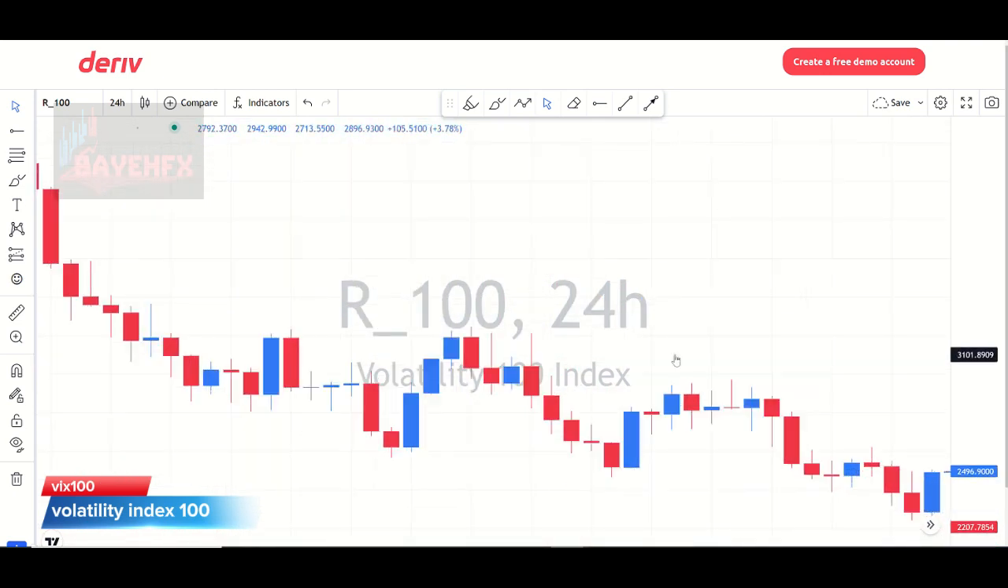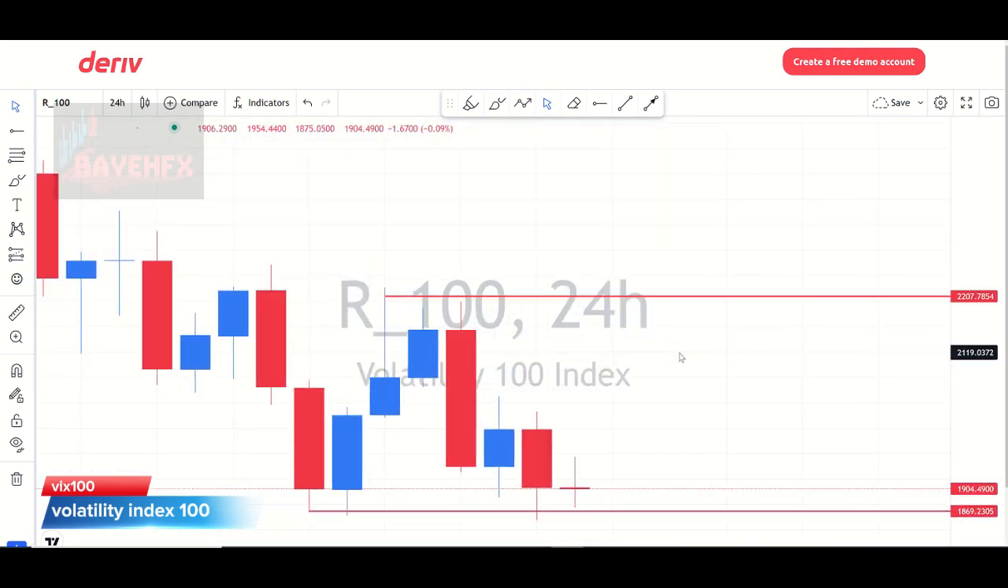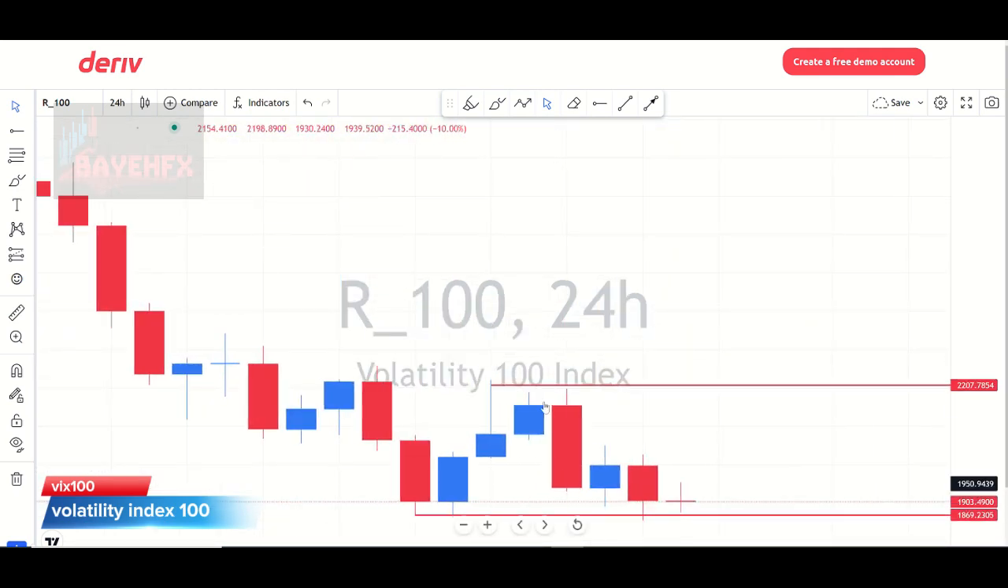So this could be an equilibrium, right? Maybe a limit that the market has reached, because I can see a nice rejection. This is the high we've seen, and this is the low. I can see multiple rejections on this particular zone. Maybe from this particular zone, we're going to get a little bit of a push, looking for a buy position on VIX 100.